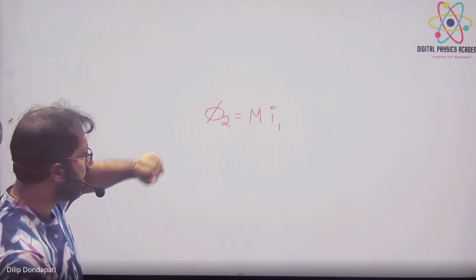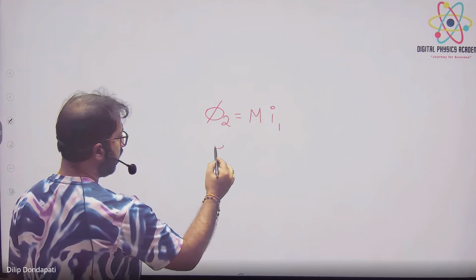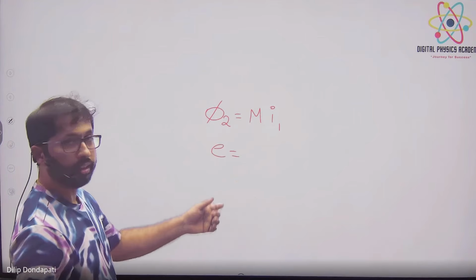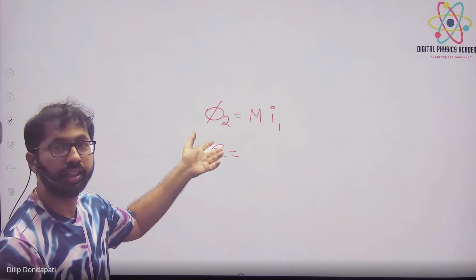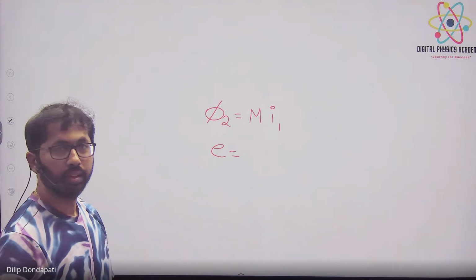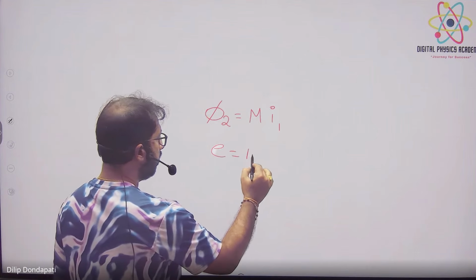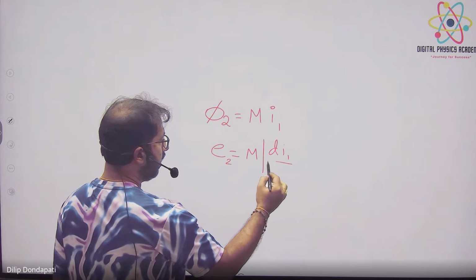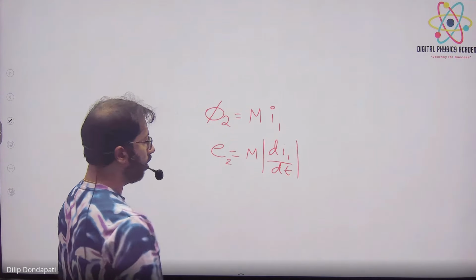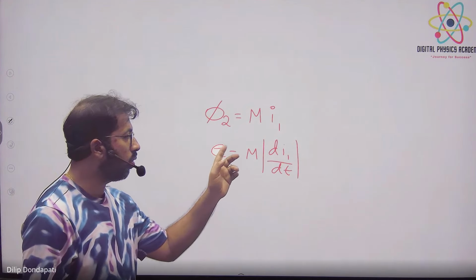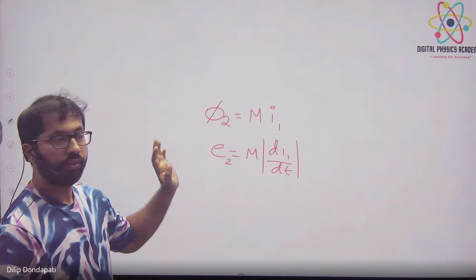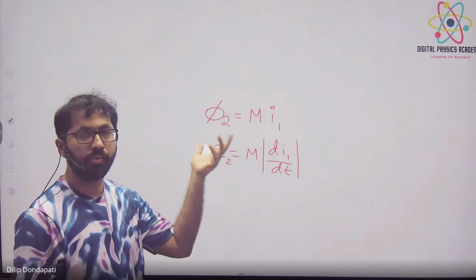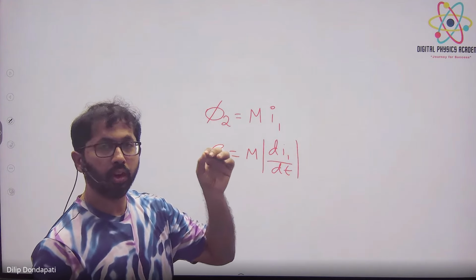And EMF will be, tell me, EMF across the inductor because of mutual inductance, how much will it be? M mod dI1 by dt, right? So for mutual inductance, two coils are compulsory. We have to find flux, and flux, you know from Faraday's laws, B dot A we are trying to find.